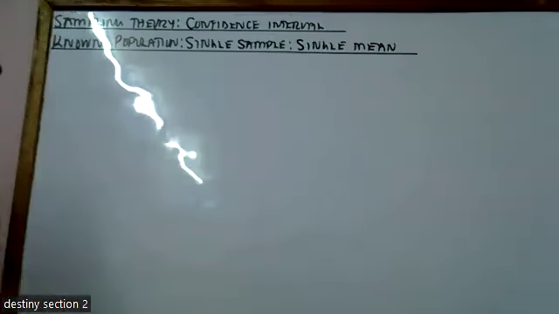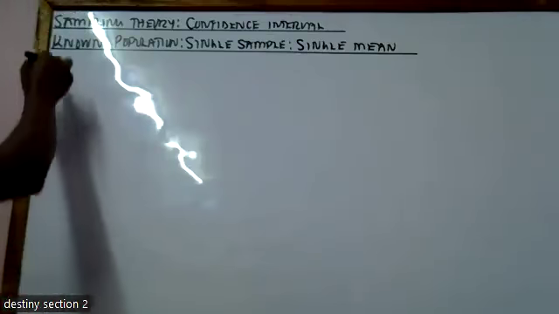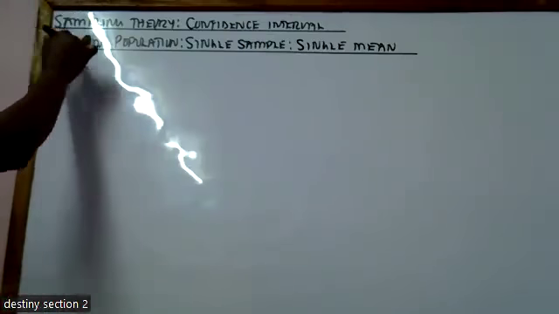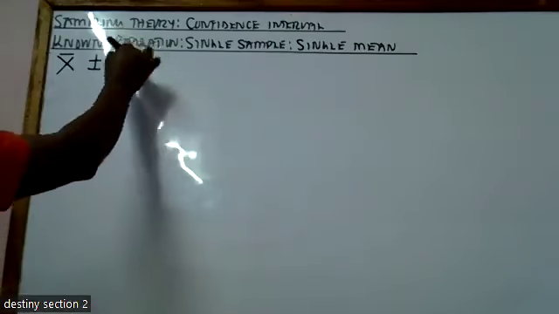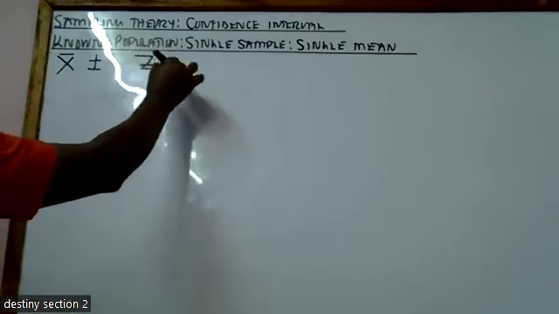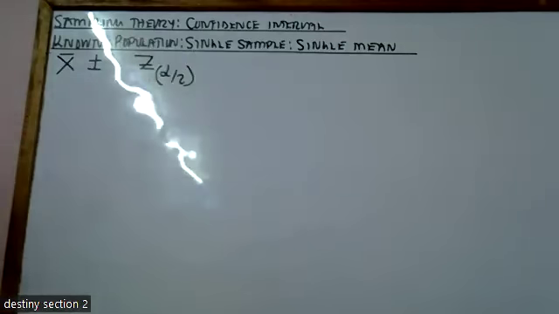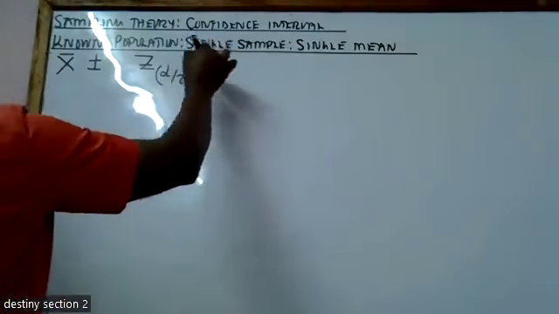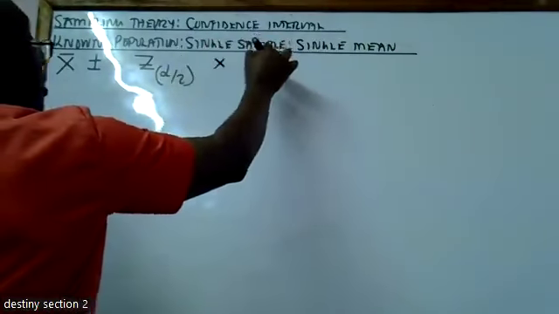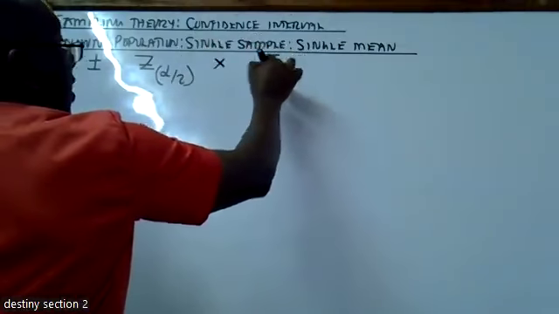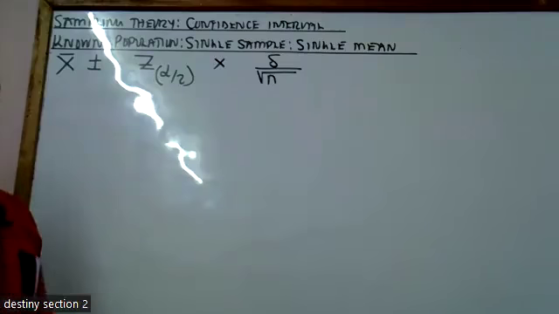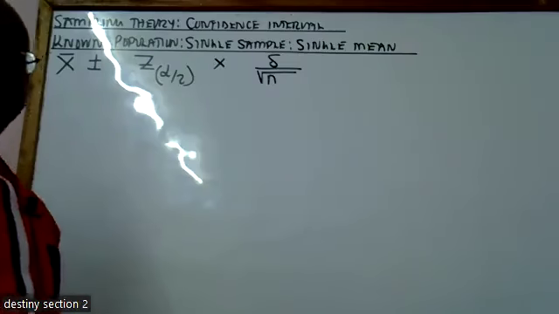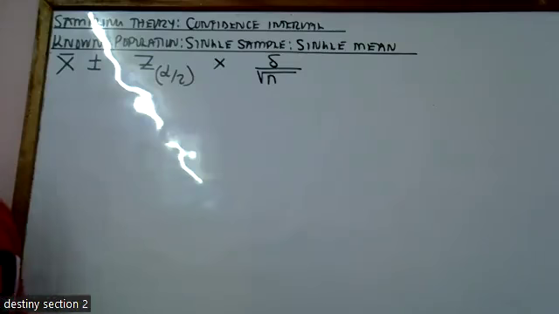So if it's a question of single mean, then the formula that we use is X bar plus or minus Z alpha out of 2, multiplied by standard deviation divided by the square root of the sample size. That is the formula that we use.